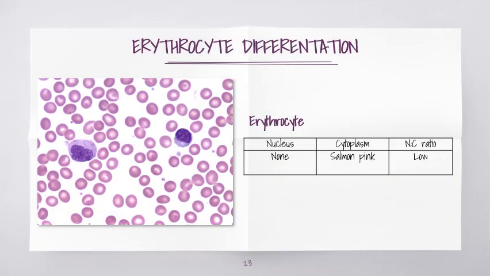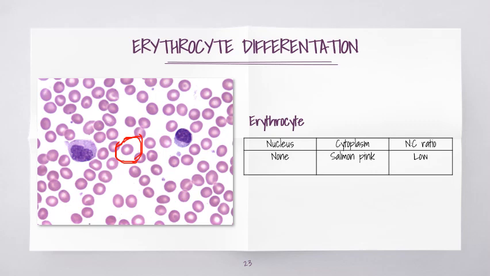So this is a normal erythrocyte. As I mentioned, the typical cytoplasm color would be what we call a salmon pink, or more of a pinkish color. Okay, that's normal. As you can see, it's usually darker in the periphery and lighter in the central area.